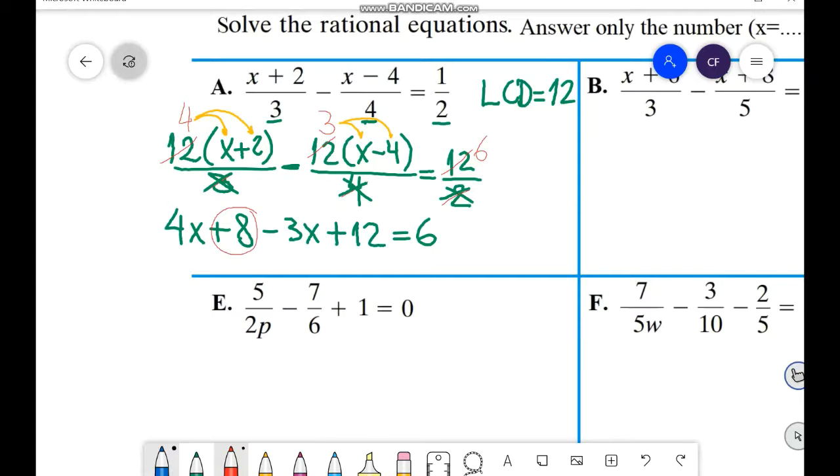Move all the numbers to the other side. So we're going to move all the numbers to one side of the equation, and we keep only the variables on the left-hand side. When you move, don't forget to change the sign. 4x minus 3x, x. 6 minus 8, negative 2, minus 12, negative 14. The answer is negative 14.